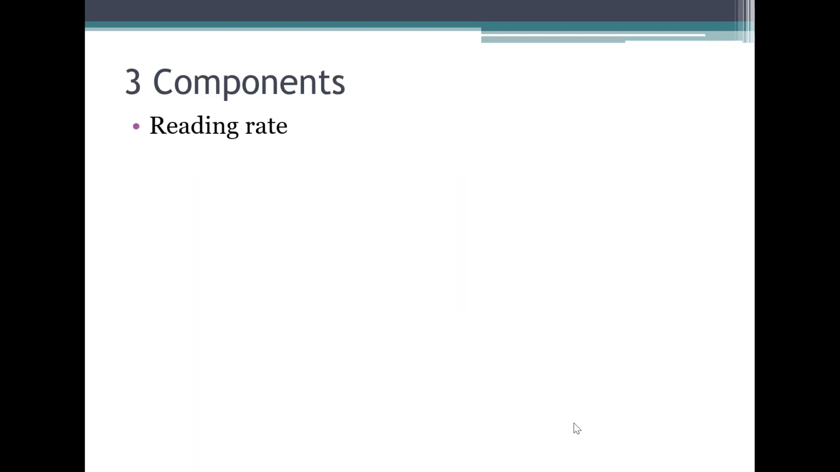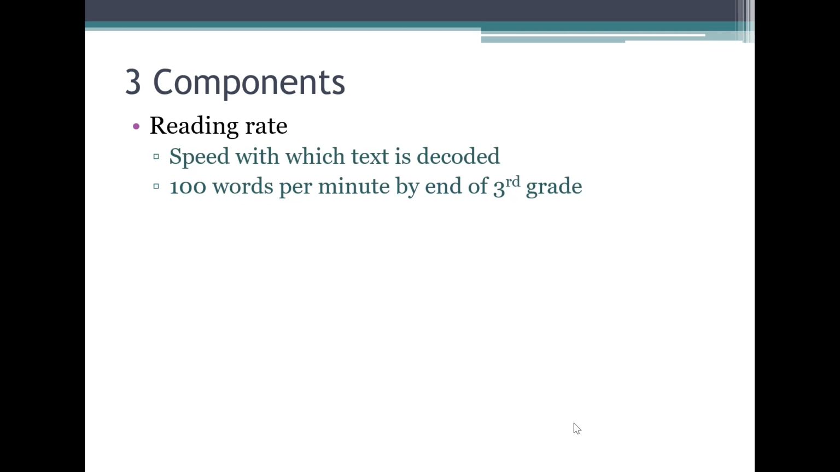There are three components to fluency. And think of this as an assessment because fluency is very similar to a running record. So when we are assessing our students' fluency, we're looking for three things, and that's these three components. The first is the reading rate. That's the speed in which the text is being read and the words are being decoded.